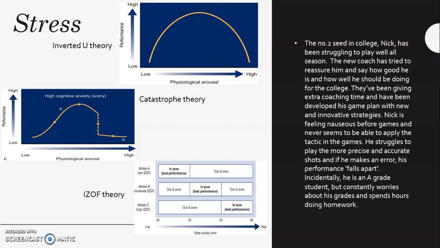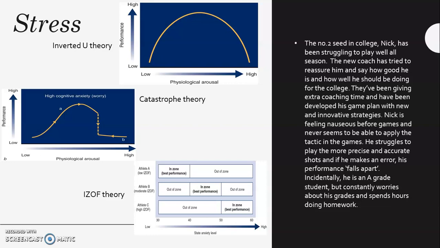There's also internal factors such as lack of sleep, being over self-critical, or injury or illness. For example, Nick could be over self-critical when he misplaces a shot, as it says his performance falls apart when he misplaces a shot. Therefore, he might be overly self-critical, as it could just be a one-off.